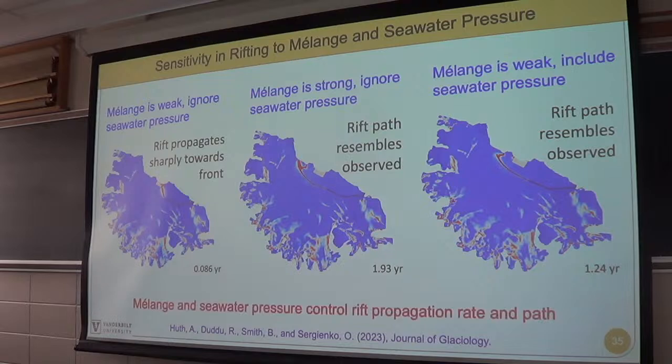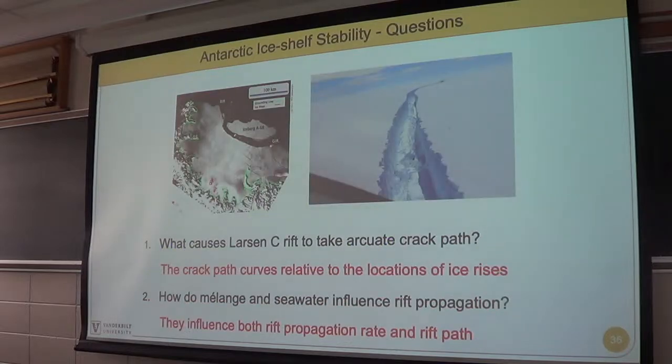Right? So okay. So with that, I answered those two questions again. The crack path curves relative to the location of ice rises. That's why they take these curved paths. And then the melange and seawater do influence the rate of propagation and also the size of the iceberg. Right? So we have to get these things right.